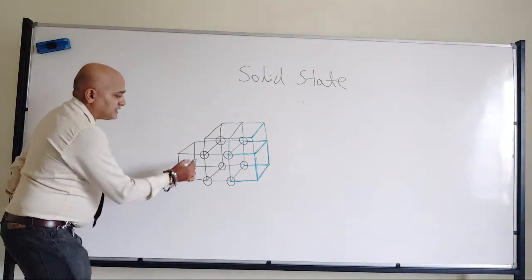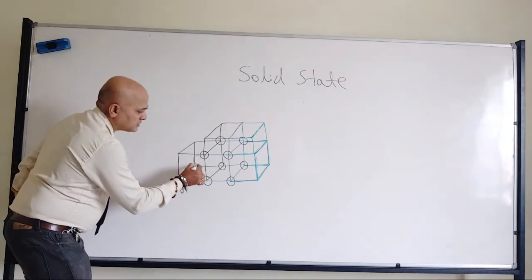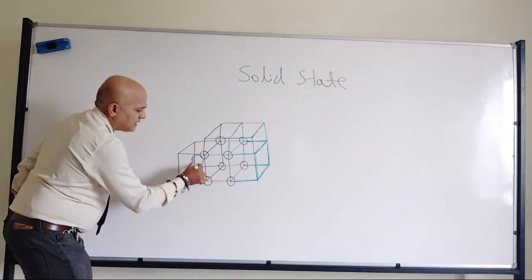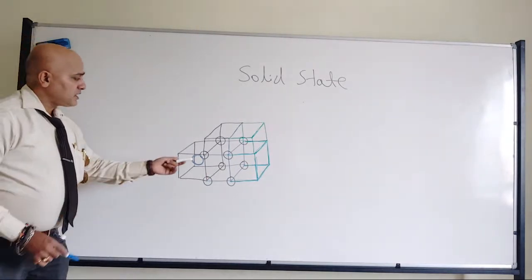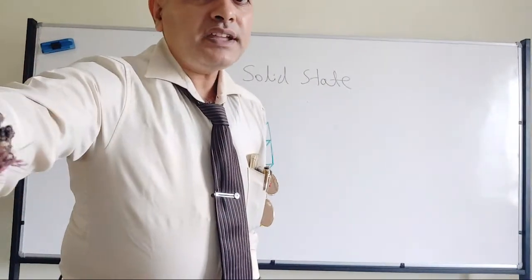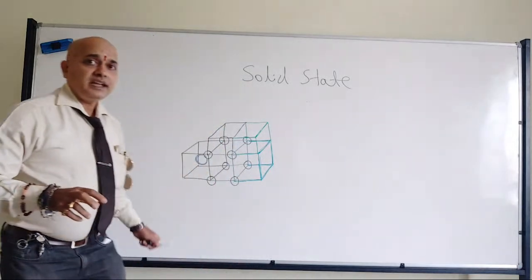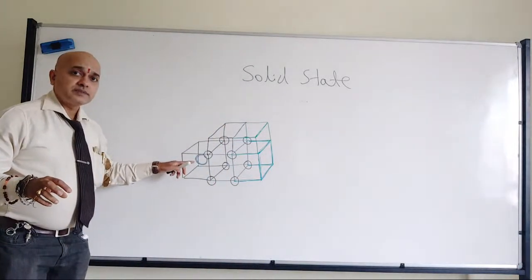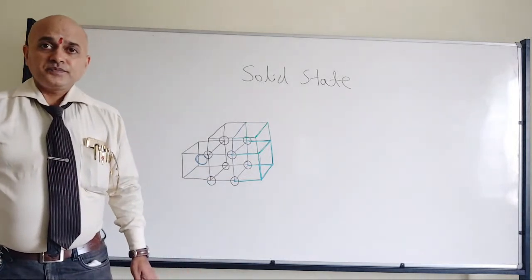I will take the last box, and in the center of the box there will be one atom. Along with the corner atoms, there will be one atom in the center of the box. Now can you tell me, an atom which is present in the center of the box, whether it will be shared by any other unit cells?